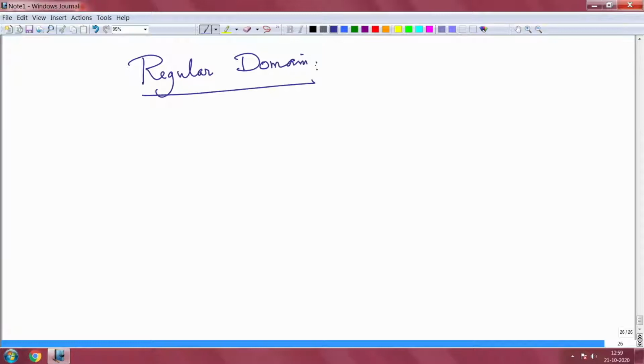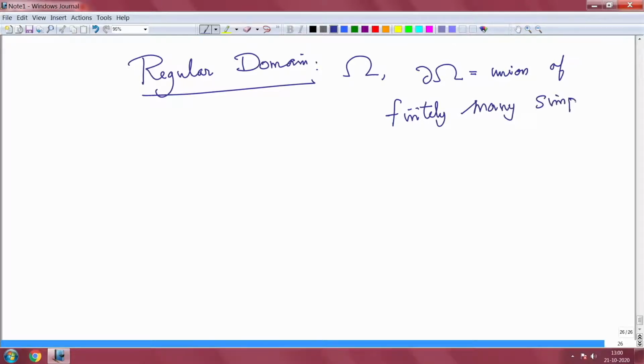So, let me not give a very precise definition. Given a domain omega, you have its boundary, d omega. Let me write it: d omega is the union of finitely many simple closed curves, which do not intersect each other.